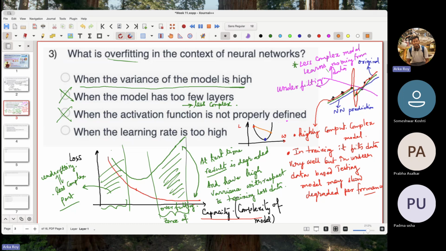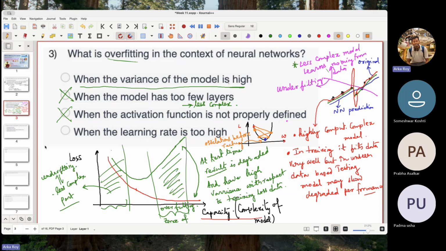You will end up at this particular position, then at this position here, then again at this position. So you will have lots of oscillations before reaching the optimal position or optimal solution space. But this has no bearing on the overfitting condition. You may reach the optimal solution.